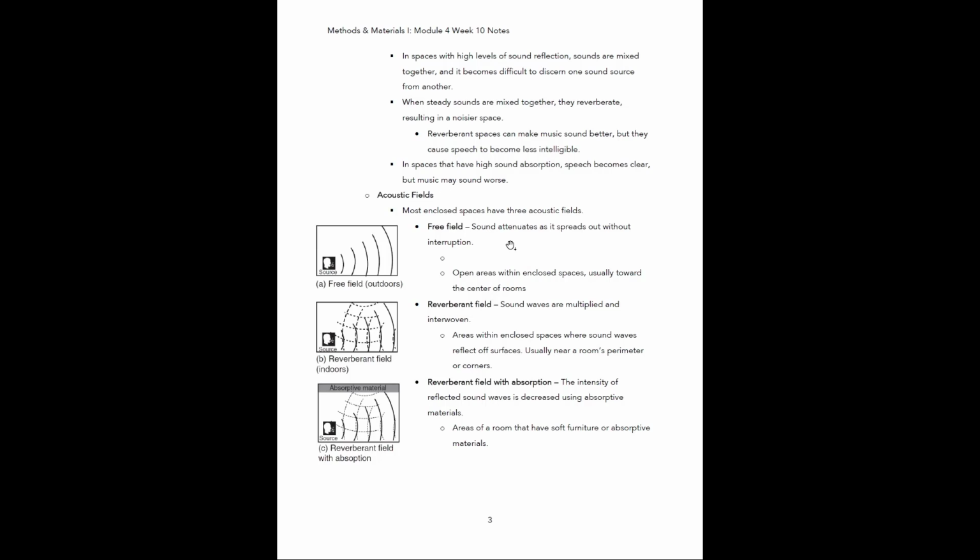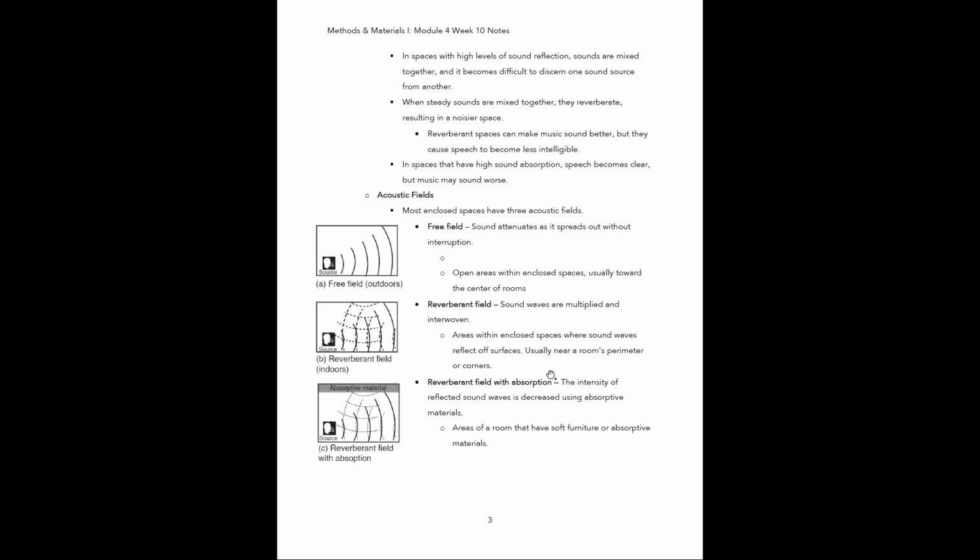So this is more toward maybe the center of a room where there's no obstructions, all right, and the sound just kind of goes out without being affected by anything that it's hitting. A reverberant field is when sound waves are multiplied and interwoven. So these kinds of areas exist at the perimeters of rooms and also in the corners. Basically just the areas where sound waves are bouncing around, okay?